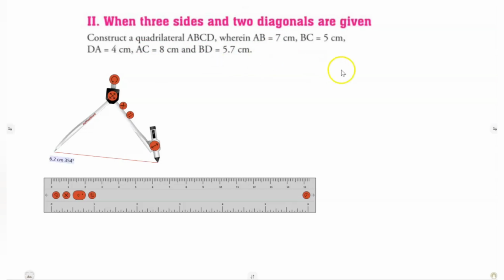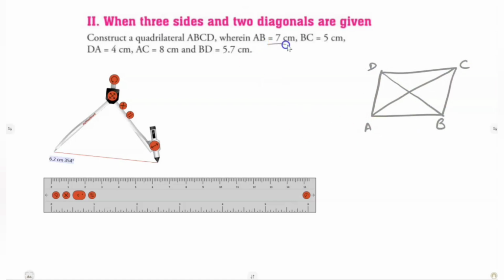Now as usual, let us first draw the rough sketch of the given measurements. Let us draw a base AB. Then complete any shape of a quadrilateral. Name it as ABCD. And also draw inside 2 diagonals AC and BD. And now mark all the given measurements on it. Given AB 7 cm, BC 5 cm, and DA given 4 cm, and given AC as 8 cm. Write 8 cm here also. And BD 5.7 cm. So write here 5.7 cm. So these are all the measurements given according to the figure.